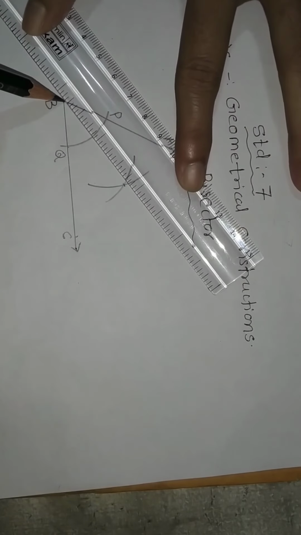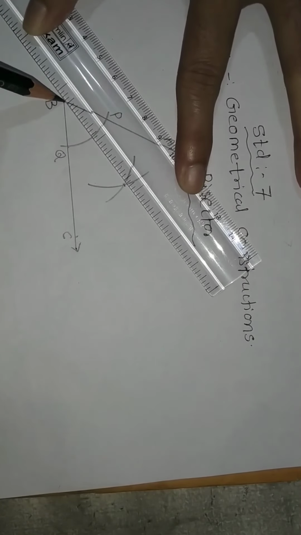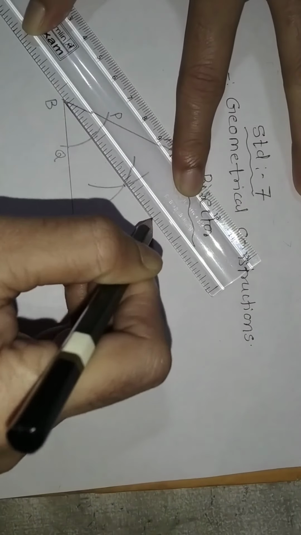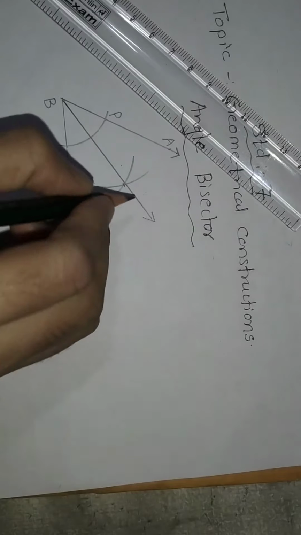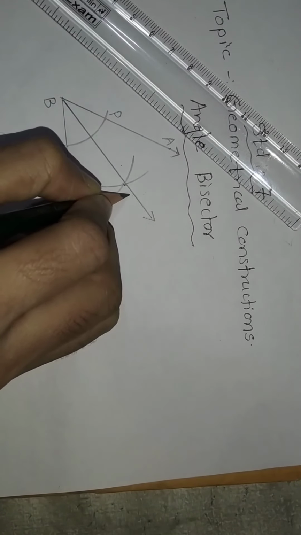After that, student, draw a ray which will pass from point B and the intersection of the point, now label that point as M. So student, in this way we can draw angle bisector of a given angle. Okay student, I hope so you understood this construction. Now you can draw acute angle, right angle or obtuse angle and draw angle bisector of that given angle.